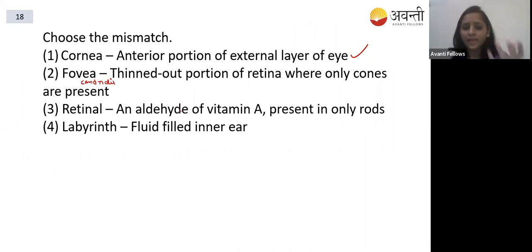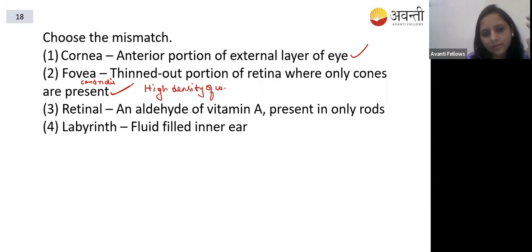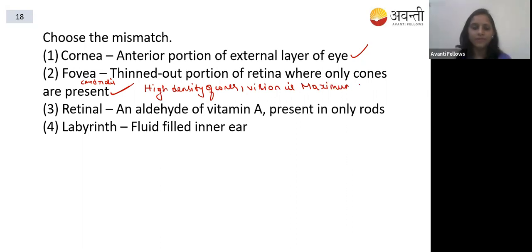This is a thinning out portion of the retina where only cones are present. Yes, the fovea centralis consists of a high density of cones. Vision is maximum here. High density of cones is there, and here vision is maximum. Okay, fine. So let us go to the third, retinal.